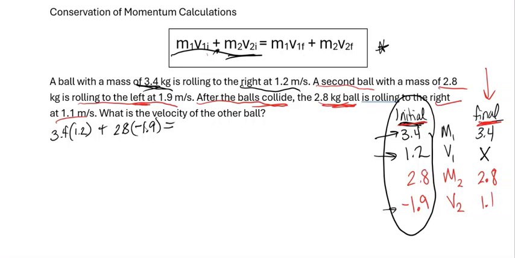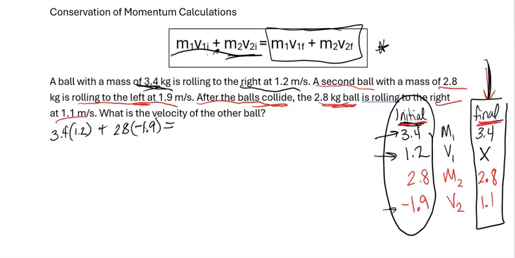Once I get that, then I can move on to the final side of my equation. So now I'm going to use all of the values in this column. My 3.4 is going to be multiplied by x because I don't know what that final velocity of object number 1 is. Plus, I'm going to have my 2.8 times 1.1. Then grab your calculator and start doing some computations here.